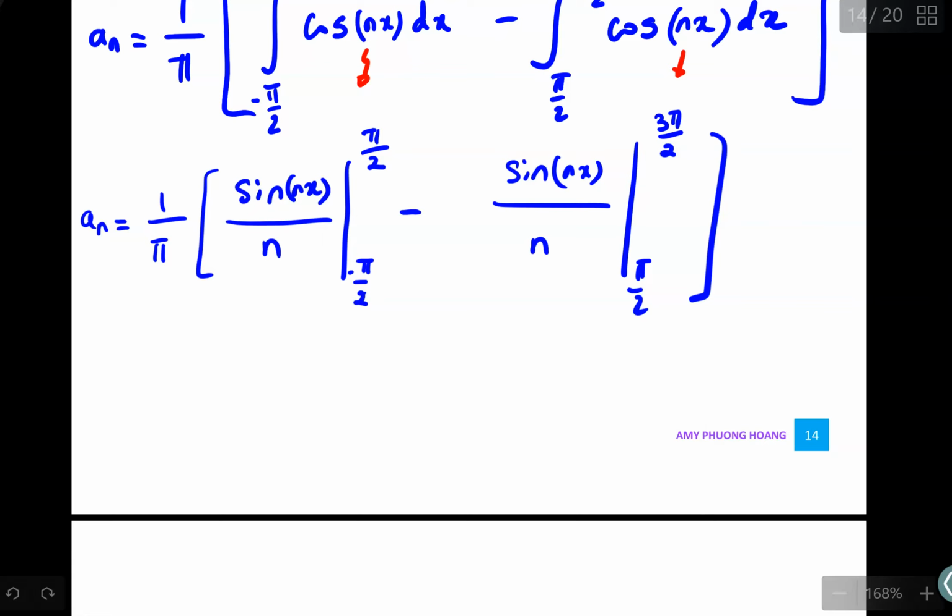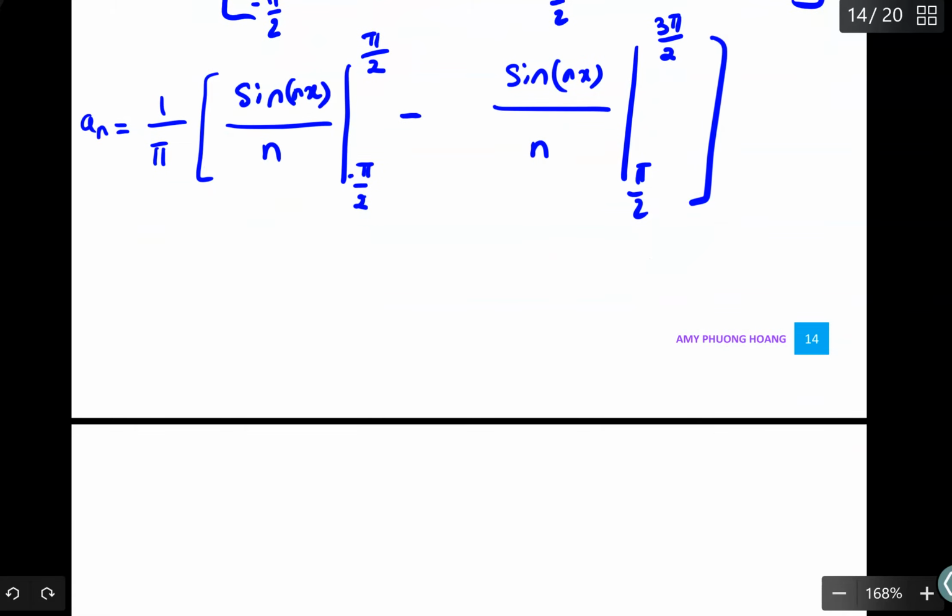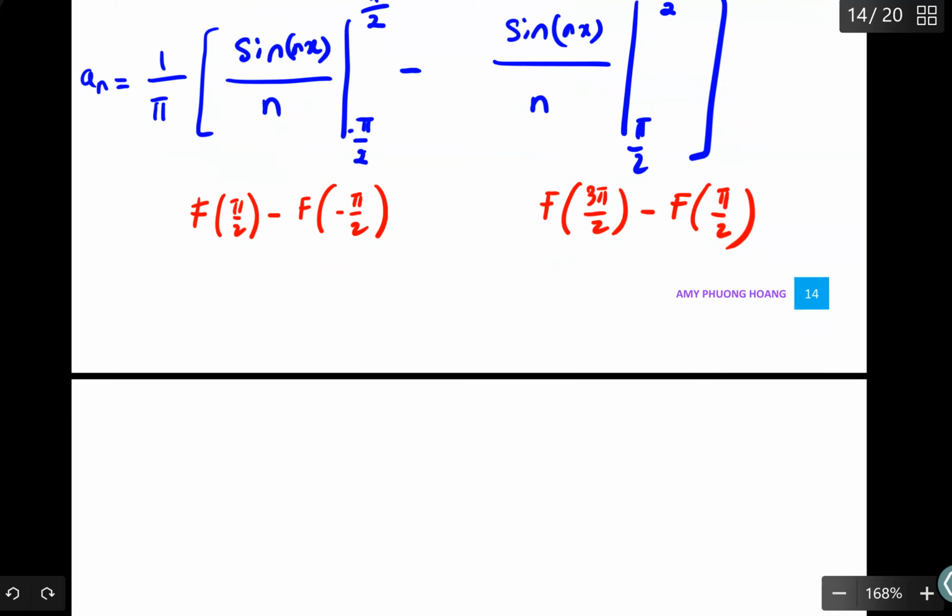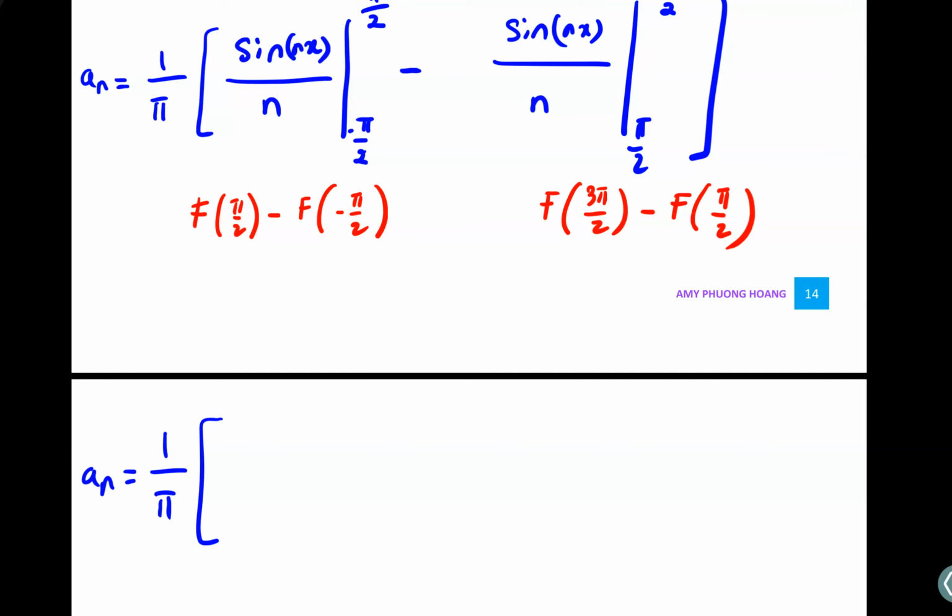Okay, apply the fundamental theorem. So let's remind ourselves, I should have f of pi over 2 subtract f of negative pi over 2 in this case. Here I should have f of 3 pi over 2 subtract f of pi over 2. Then my an will be equal to 1 over pi, and where the x is, I will substitute with pi over 2. So sine of pi over 2 n.